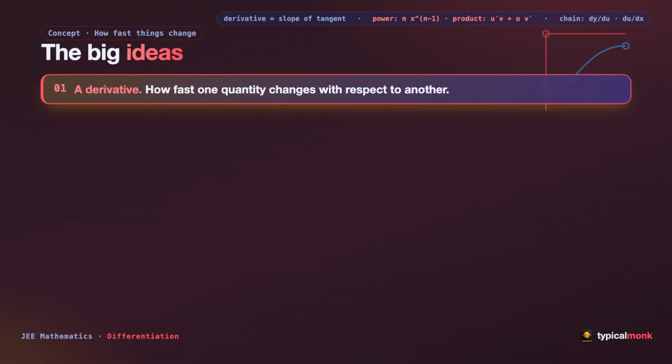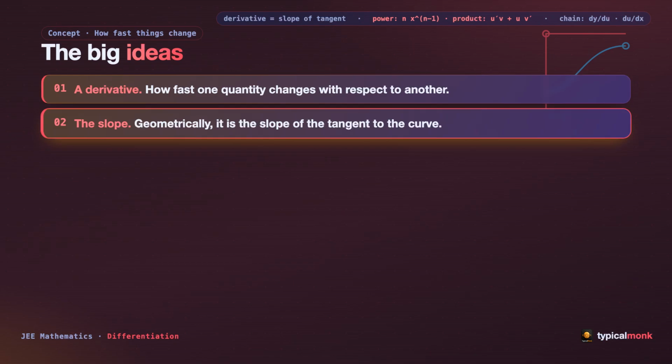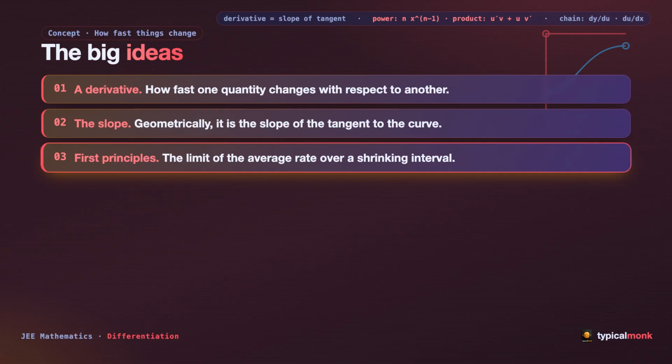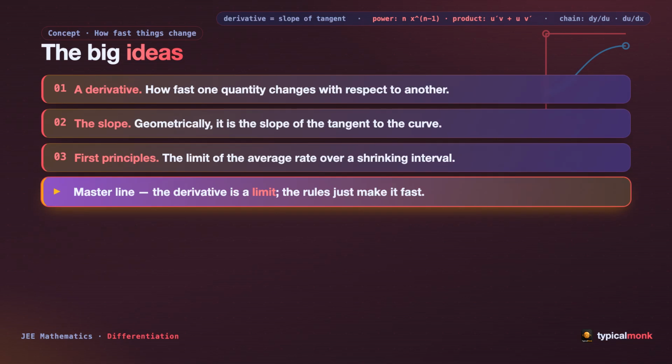Let us set the foundation. A derivative measures how fast one quantity changes with respect to another. The slope: geometrically, it is the slope of the tangent to the curve. First principles: it is the limit of the average rate over a shrinking interval. Master line: the derivative is a limit, and the rules just make it fast.